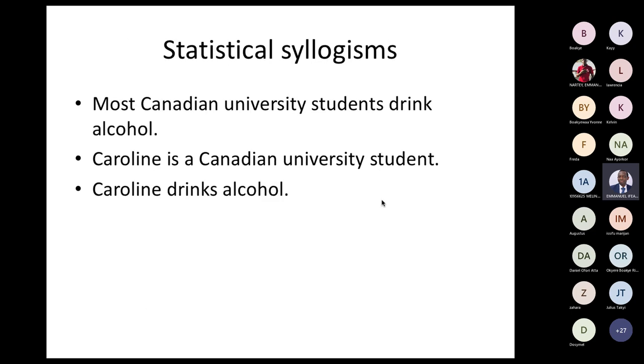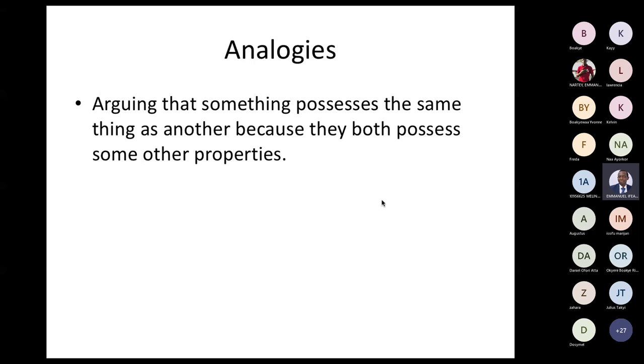Most Canadian university students drink alcohol. Caroline is a Canadian university student, therefore Caroline drinks alcohol. So this one is a statistical syllogism. Okay. Then we have analogies. Analogy is arguing that something possesses the same thing as another because they both possess some other properties.